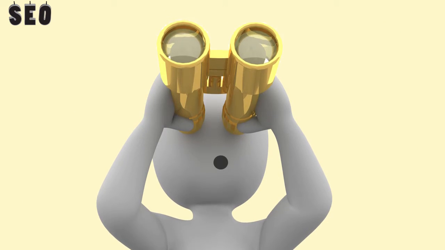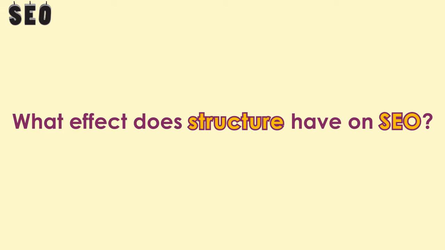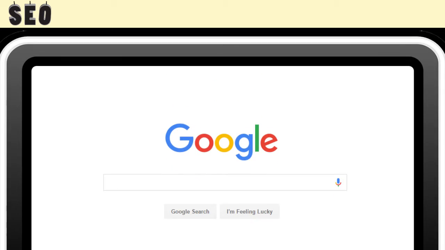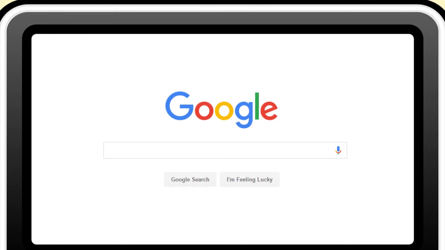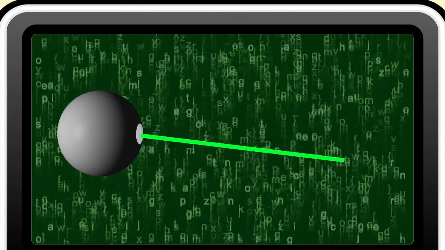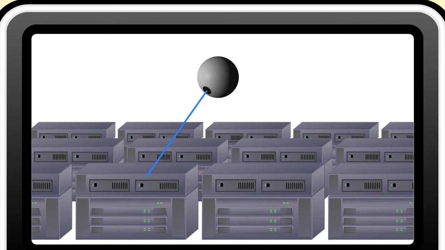The visitor can find what they're looking for and will be more eager to explore. But what effect does structure have on SEO? To understand this, we must first understand how search engines work. Search engines use web crawlers. Web crawlers are always crawling, ranking, and sorting information in data farms for quick retrieval.